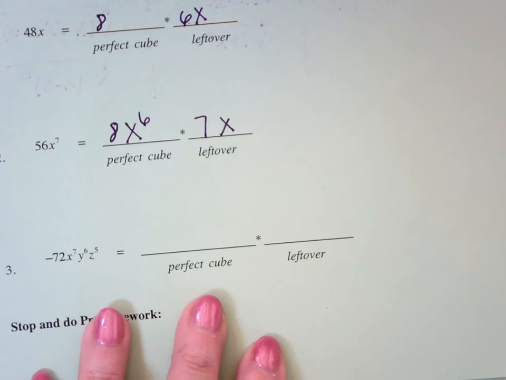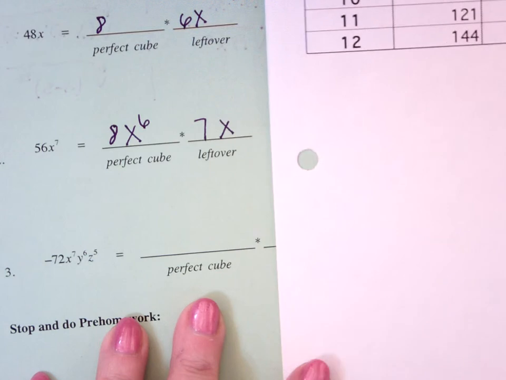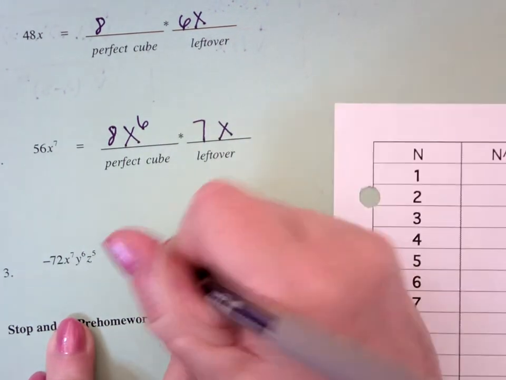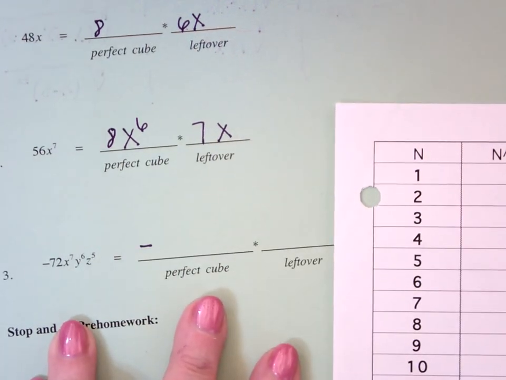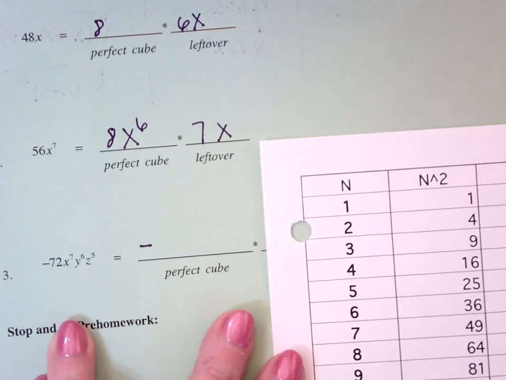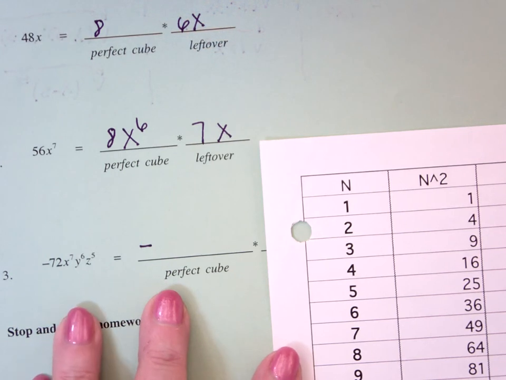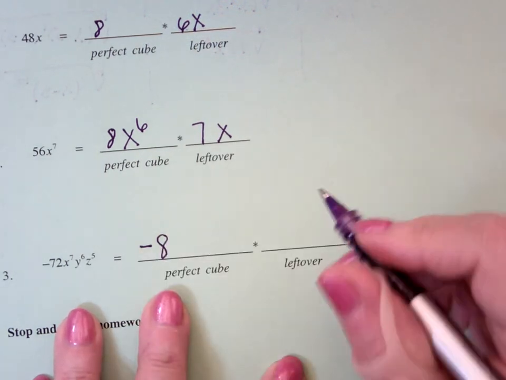Now, here's this guy. Negative 72. Well, now I'm looking for the multiples of, now it's going to be a negative number because I can have negatives, since negative 1 times negative 1 times negative 1 is negative. Now, it's 72. Well, 64 doesn't divide 72. Does 27? No. Take your calculator. Does 27? No. Does 8? Yeah. So it's 8.